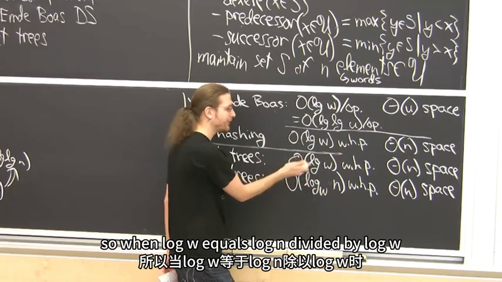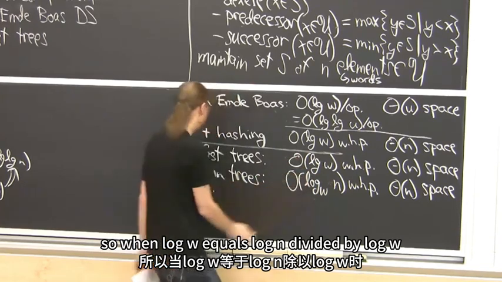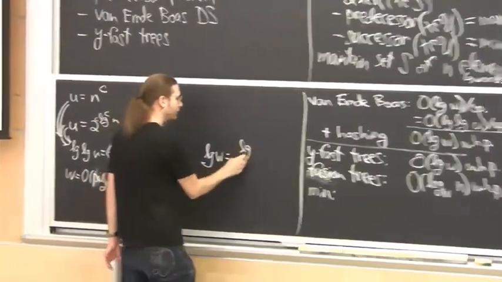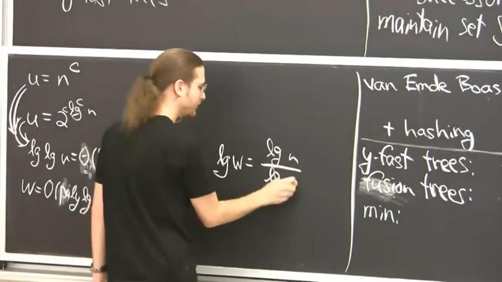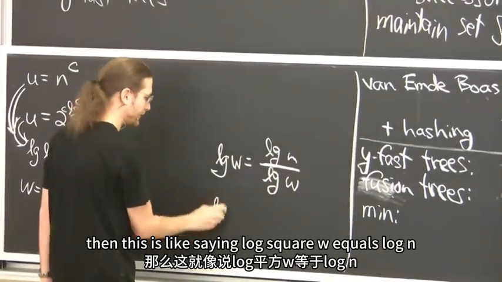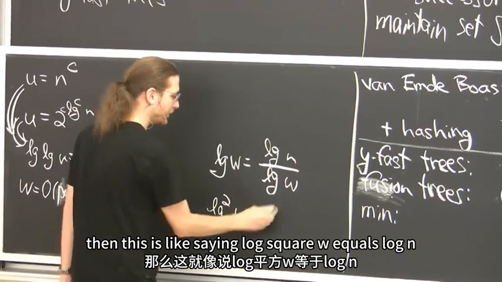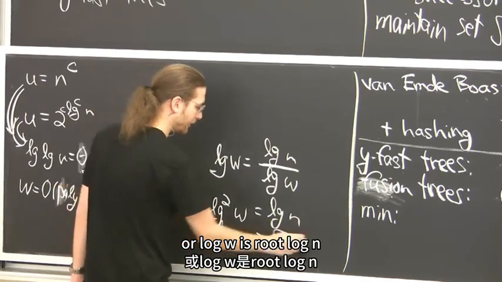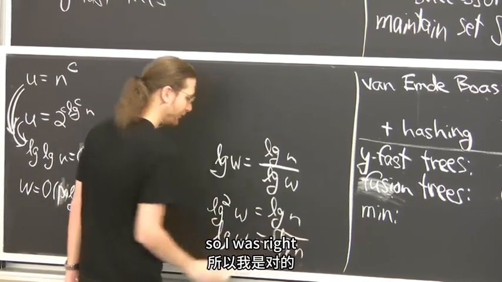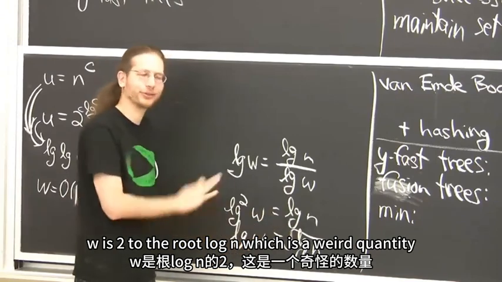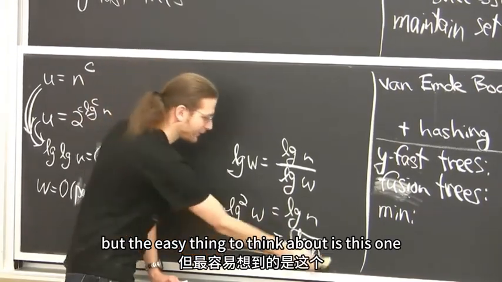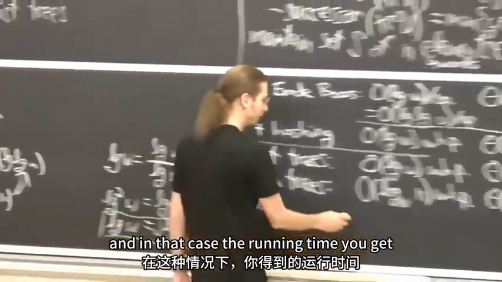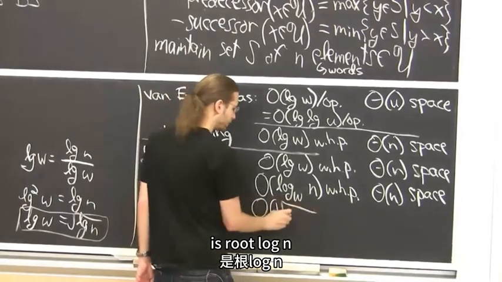So when log W equals log N divided by log W, that's like saying log squared W equals log N, or log W is root log N. So I was right. W is 2 to the root log N, which is a weird quantity. But the easy thing to think about is this one: log W is root log N. And in that case, the running time you get is root log N.